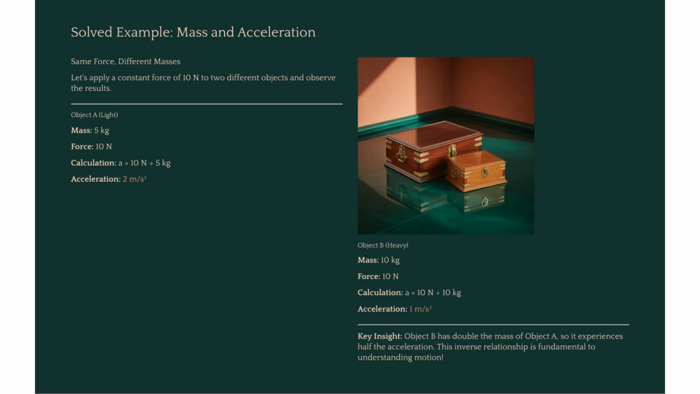Let's see the numbers for the inverse relationship. You apply a constant force of 10 newtons to 2 objects. Object A has a mass of 5 kilograms, so it accelerates at 2 meters per second squared. Object B has double the mass, 10 kilograms. Its acceleration is only 1 meter per second squared. Double the mass, and you get half the acceleration.